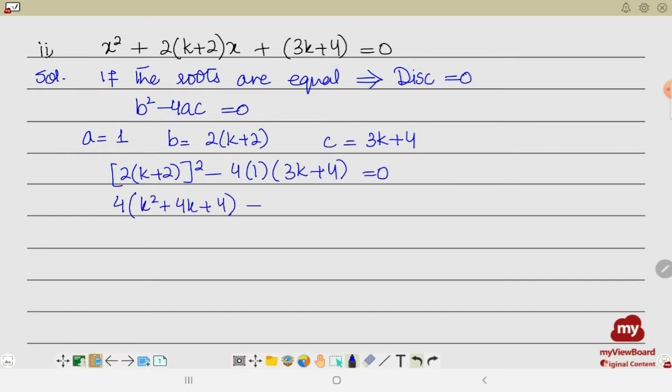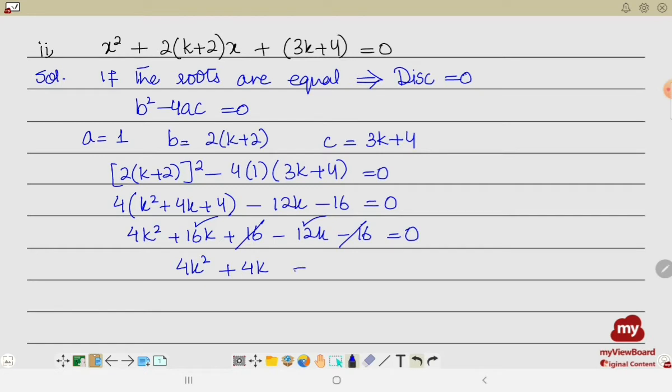And when we multiply, it becomes 4 times 3 is 12, and 4 times 16 is equal to 0. Let's open up the bracket. 4k plus 4 is 16k plus 4, 16 minus 12k minus 16 equal to 0. The plus 16 and minus 16 will get cancelled, and it is 4k square plus 16k minus 12k becomes plus 4k equals 0. Here we have 4k as common.